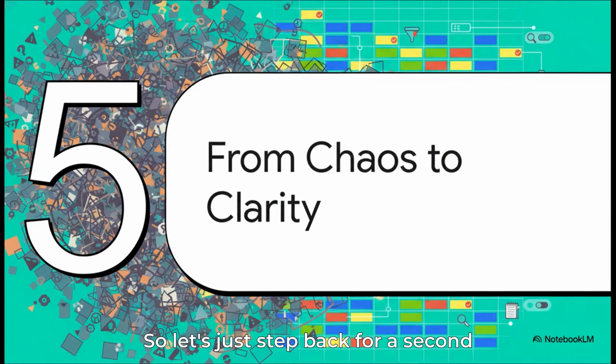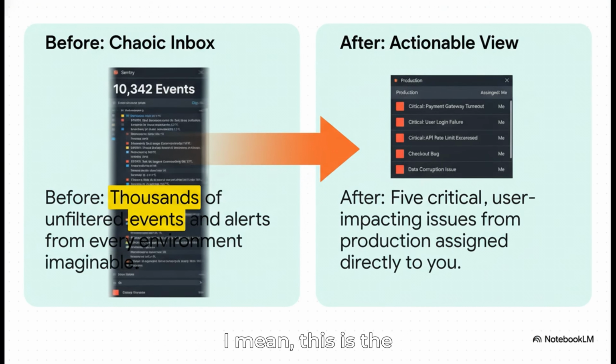So let's just step back for a second and look at the transformation here. We started in a state of complete information overload. And with just a couple of simple tools, we brought order to all that chaos. I mean, this is the difference right here. On the left, you've got that chaotic inbox we saw earlier, with over 10,000 events from every corner of your app. And on the right, that's your new actionable view. 5 critical user-impacting issues from production that are assigned directly to you.